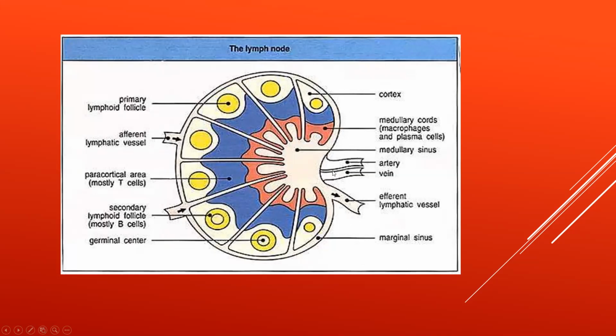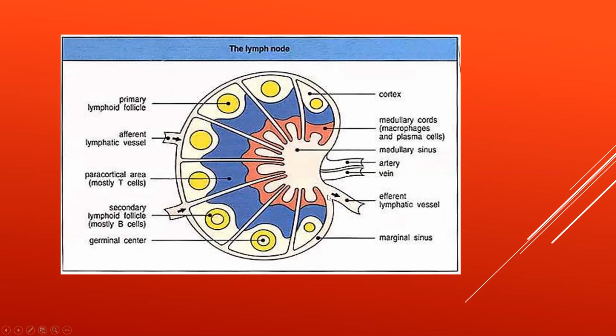They also have the afferent lymphatic vessels, which carry lymph to each lymph node and enter the node on its convex surface. So we have here the afferent lymphatic vessels. This is the convex surface, right? So the lymph coming from another lymph node will pass through here. And then we have the efferent lymphatic vessels. They leave the lymph through here.